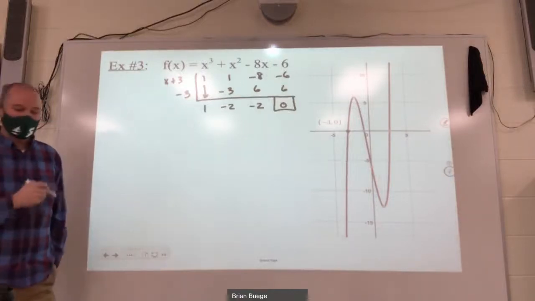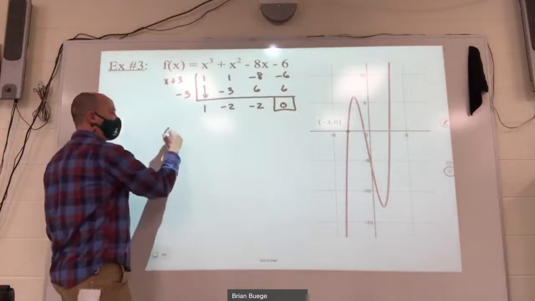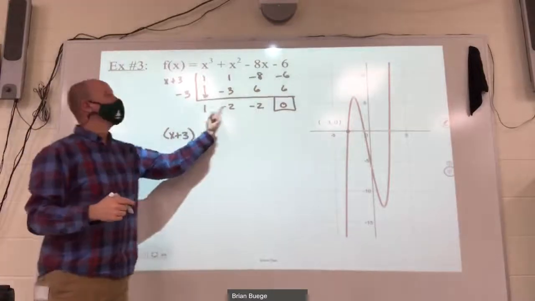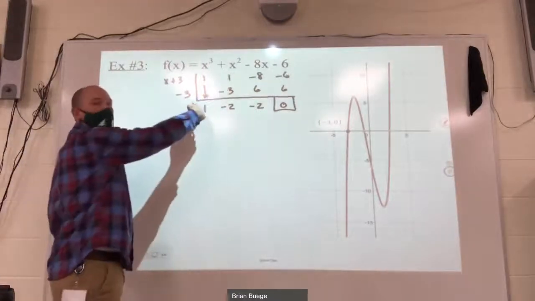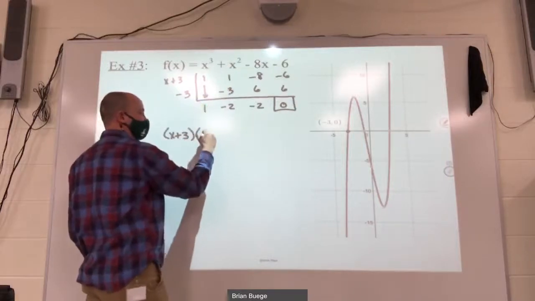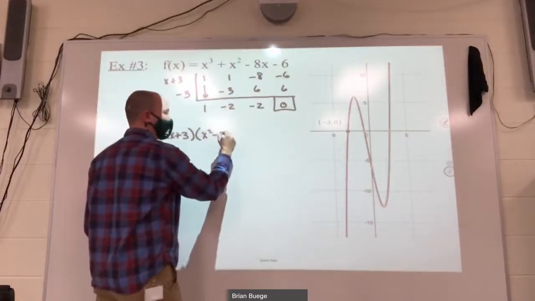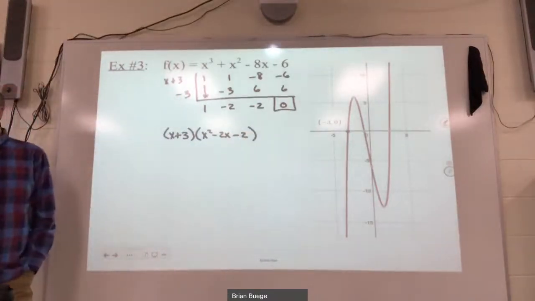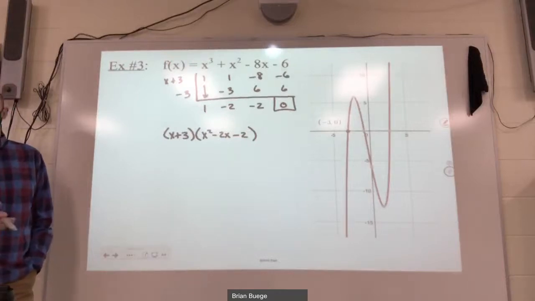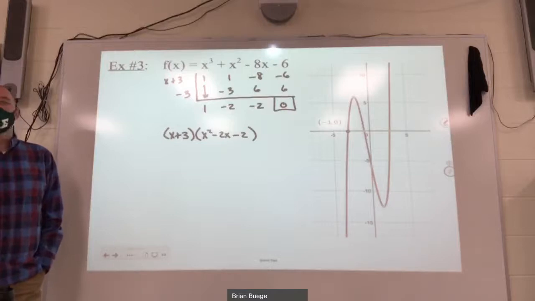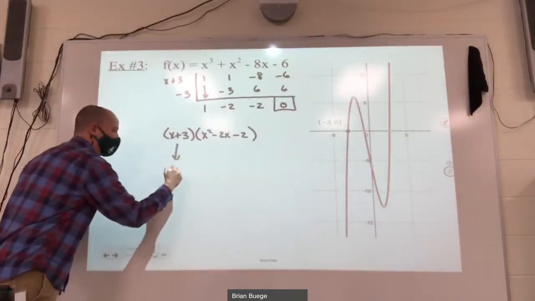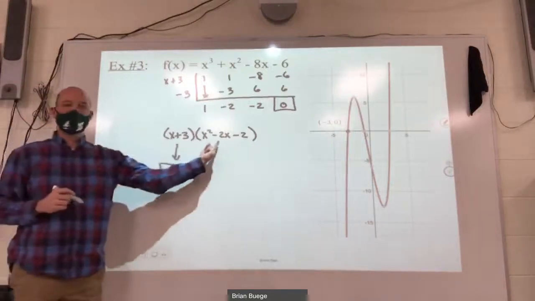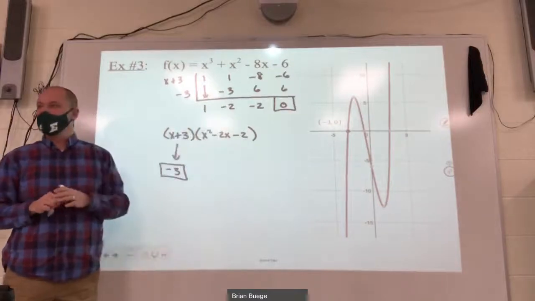The reason why this is a nice part is that means x plus 3 is a factor, and the other factor is sitting right here. Since I started with a cubic function, that's the coefficients of a quadratic. This is 1x squared minus 2x minus 2. So it will always give you the other factor, or the next factor, which means, like we said, we've got -3 as my first zero. And the question is, what are those other ones? What would I do in order to solve for this? How would I find those other 2 zeros?